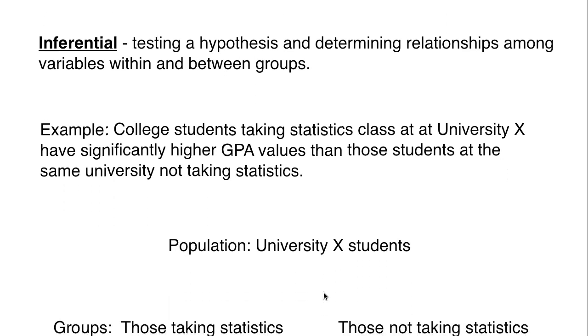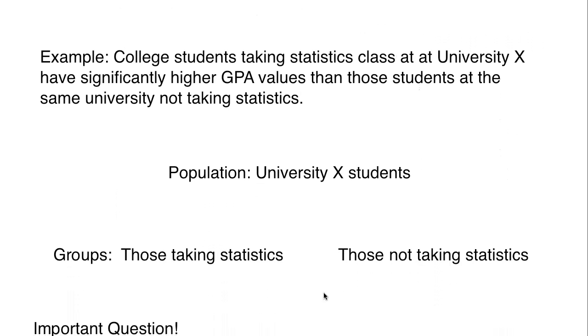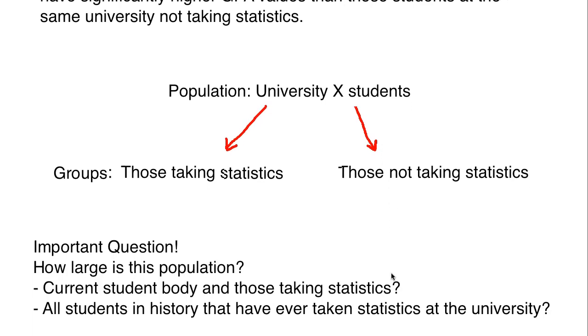All right, so what is the population here? The population would be University X students, right? So we're looking at all the students that are at University X. And we are then breaking that down into two groups that we are really testing against one another. We have those that are taking statistics, and we have those that are not taking statistics. And we are seeing if there is a difference in their GPA when we compare them to one another. So this is an example of a set of data that would be addressing a question using inferential statistics.